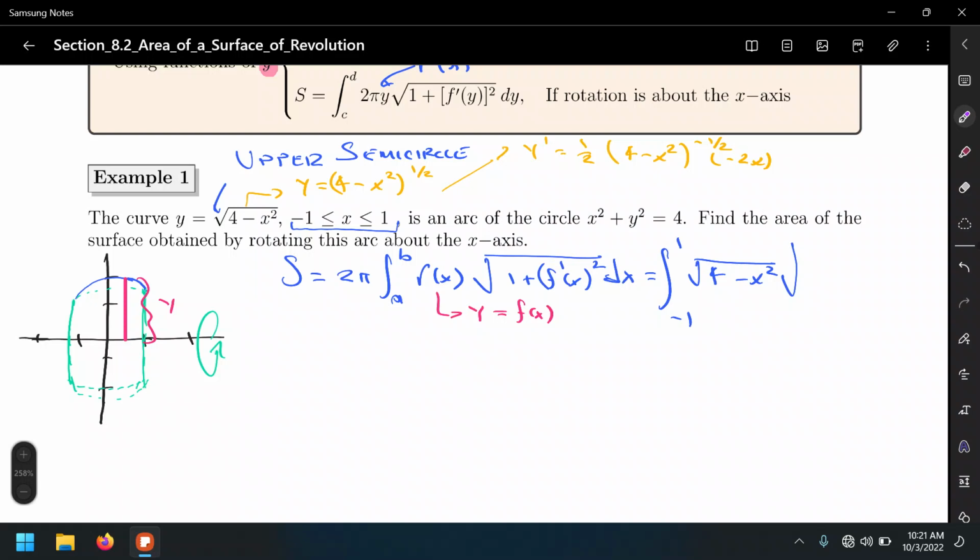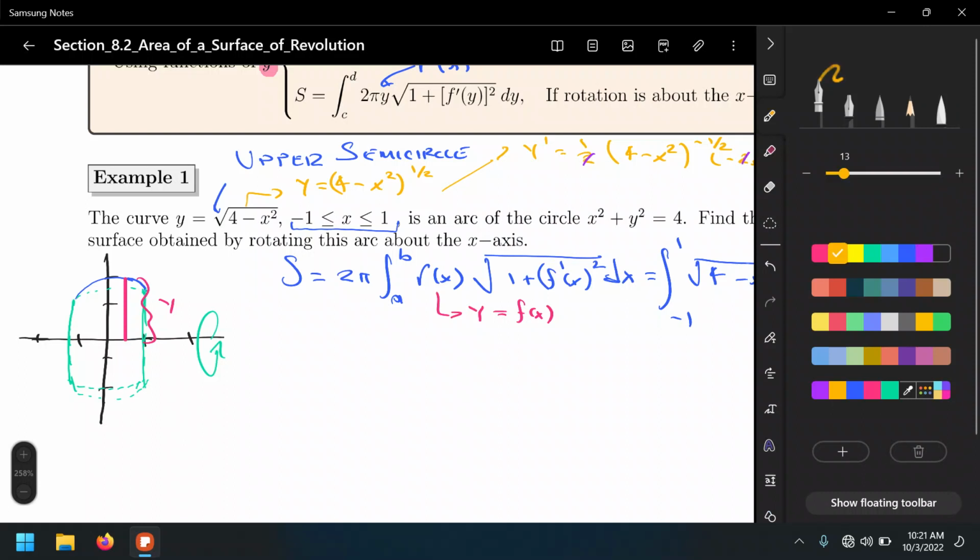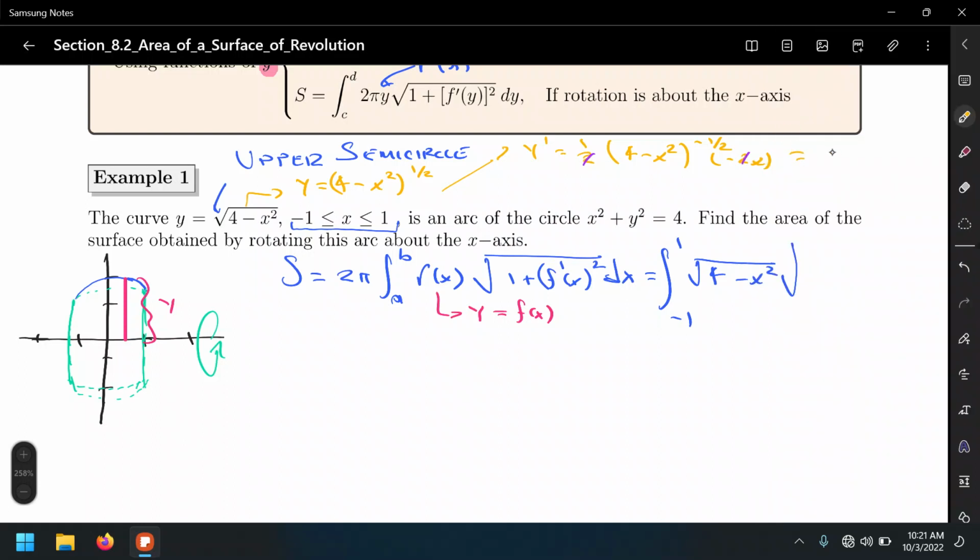You'll see why. So cancel out the 2's here, and this is the same as saying x over 4 minus x squared to 1/2, and that's equal to x over the square root of 4 minus x squared. So that's going to be here, and we're going to square it.